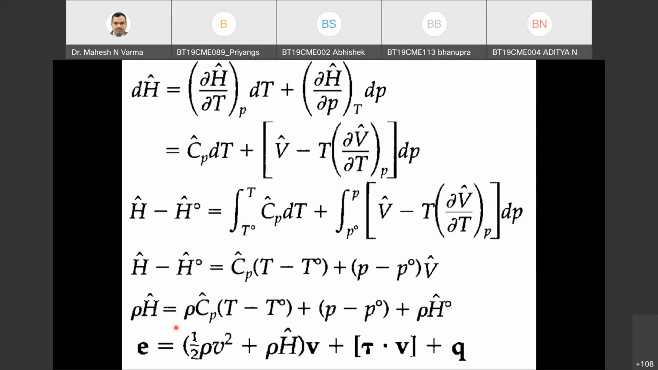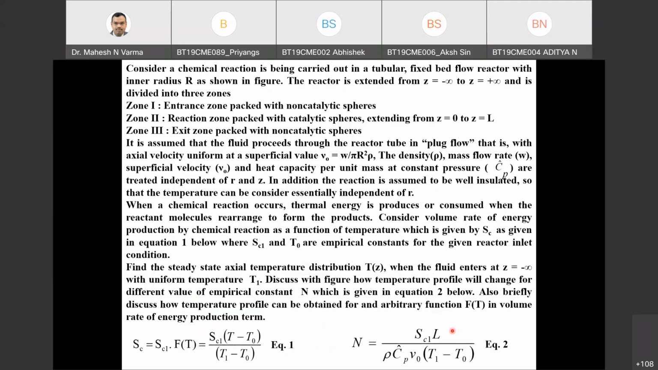Yes, sir, clear. So how to handle this rho into H? This is actually rho into Cp (T minus T0). With this input, we'll try to solve this problem.